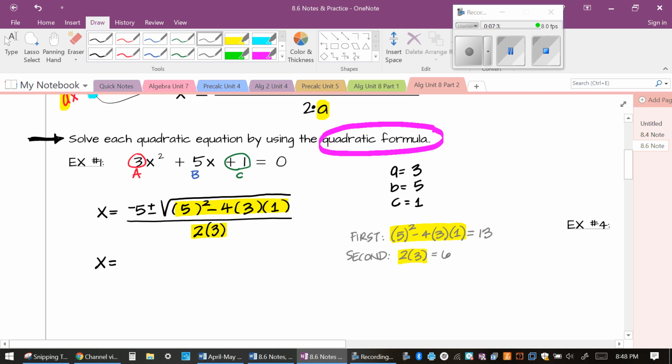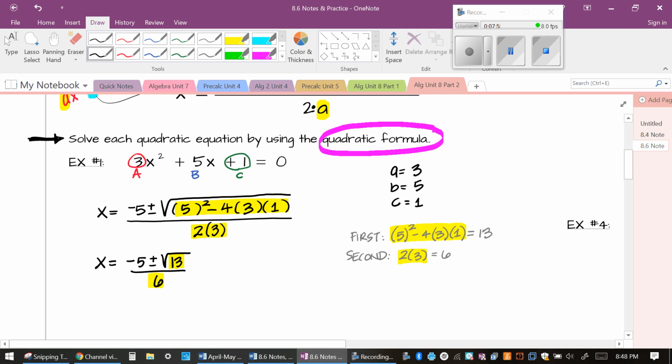So now I'm going to put those back into the equation. I'm going to copy and bring down the negative 5, the opposite of b. I'm going to put my square root and the fraction so I can put the denominator. I'm going to put the 13 inside the root and the 6 in the denominator because that's what I got when I simplified.